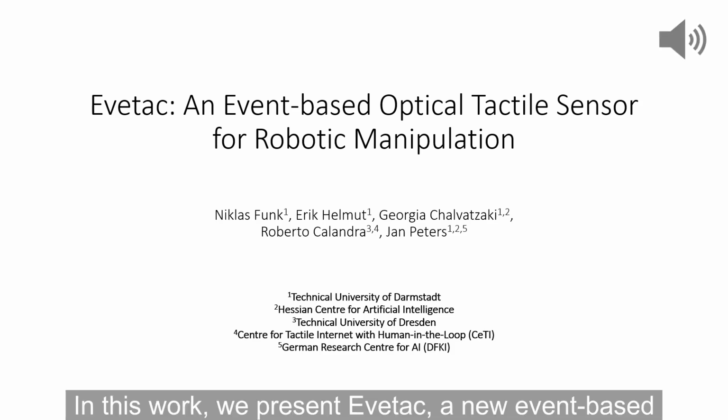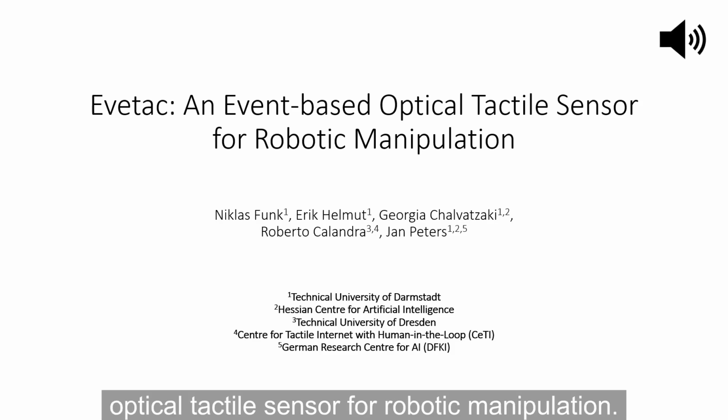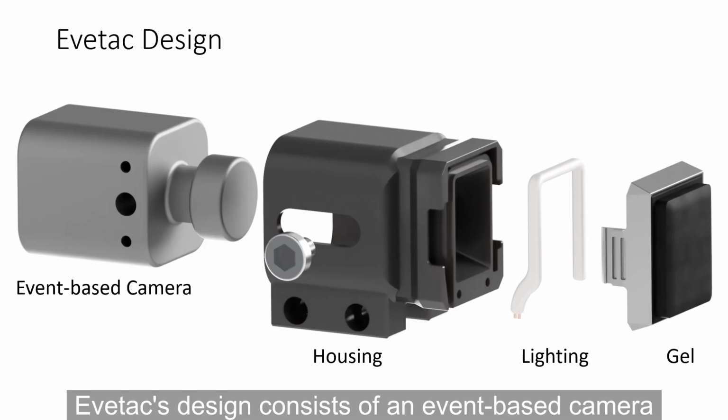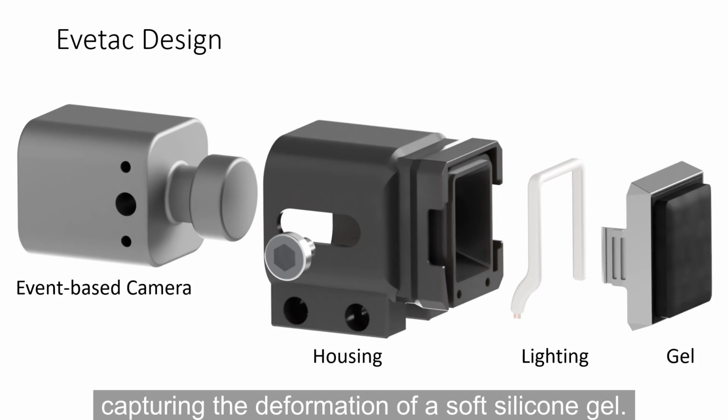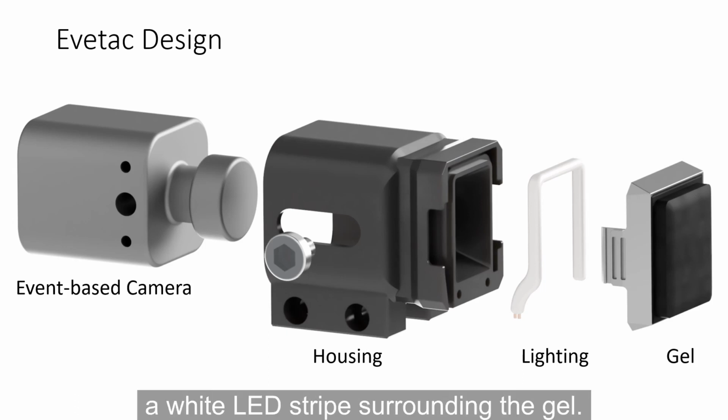In this work, we present Evetac, a new event-based optical tactile sensor for robotic manipulation. Evetac's design consists of an event-based camera capturing the deformation of a soft silicone gel. Illumination is provided by a white LED stripe surrounding the gel.